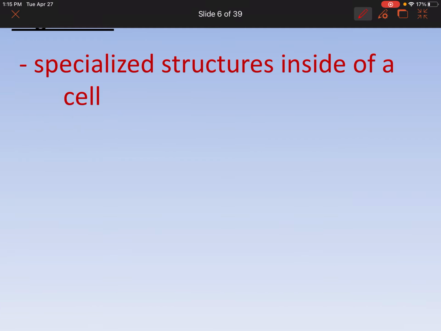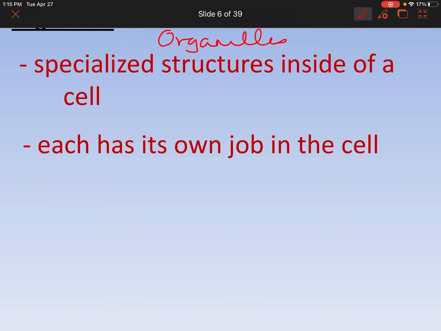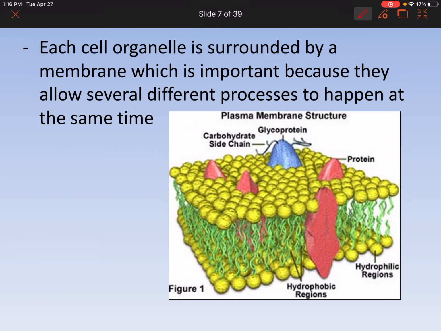Okay, now for the next part here. This is organelles. Organelles we can define as specialized structures inside of a cell. Each has its own job in the cell. If you took a microscope, and we're going to be using the microscopes, we'll do a lab on mitosis in the next week or so. If you take a microscope and look at a cell, if you get high enough power, you can see the different structures in there, and those are called organelles. Each one of them is going to have its own job.